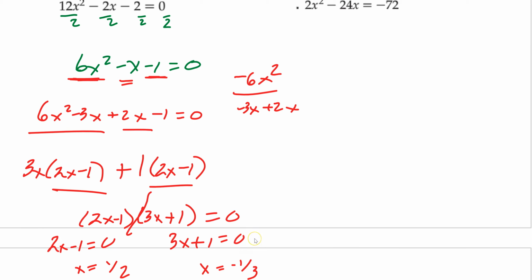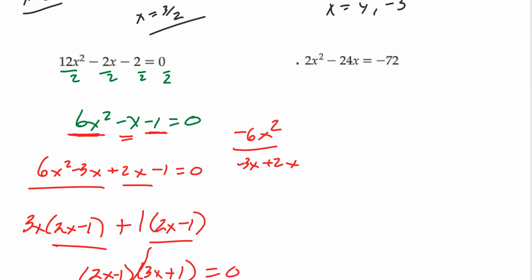Alright, so that's the way it works. It's all about set equal to 0, factor it any way you know how to factor, and then split and solve. Got one more of these. Try to do this one quick. Again, set equal to 0. So it's going to be 2x squared minus 24x plus 72. We're going to add 72 to both sides. Equals 0.